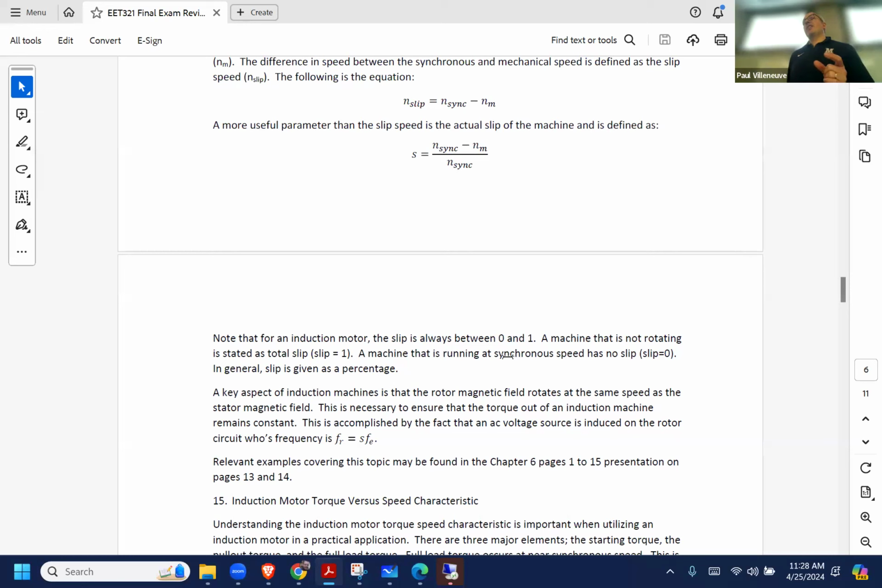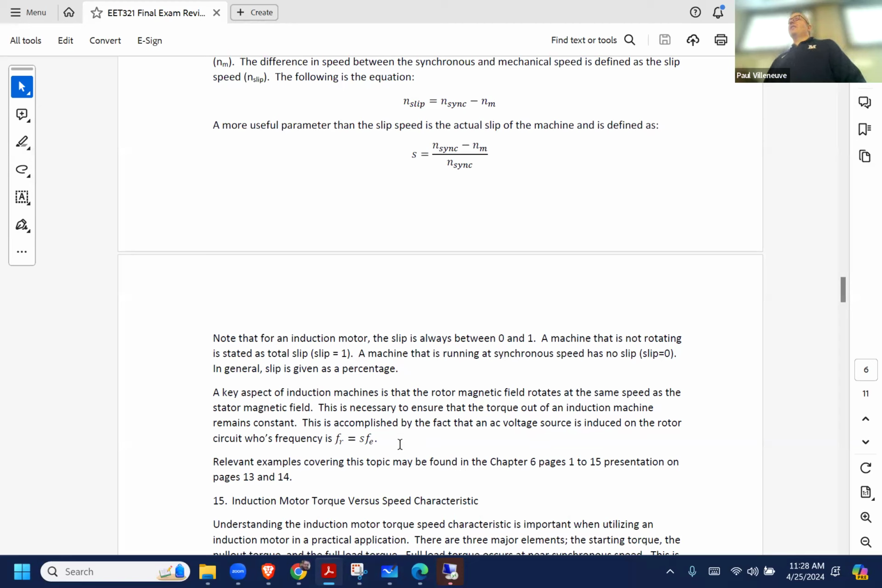The only way you can get a current flow is you've got this changing magnetic field seen by those coils of wire in the rotor circuit. So it cannot operate at synchronous speed. It has to operate at a difference. And that current that's on the rotor circuit is an AC current, whose electrical frequency is determined by the slip.